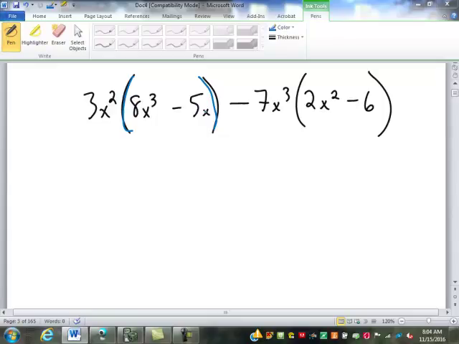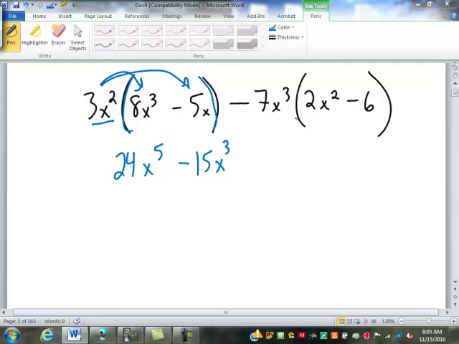So the next question we should be asking is, is there anything that needs to be done to those parentheses? And in this case, that answer is yes. They're being multiplied by the 3x squared. So 3x squared times 8x to the third. Well, 3 times 8 is 24. X squared times x to the third is x to the fifth. Then 3x squared times negative 5x. 3 times negative 5, negative 15. X squared times x, x to the third.